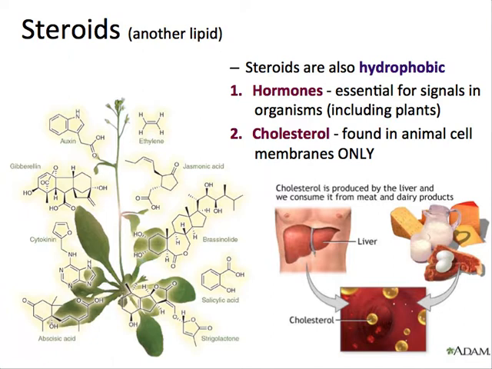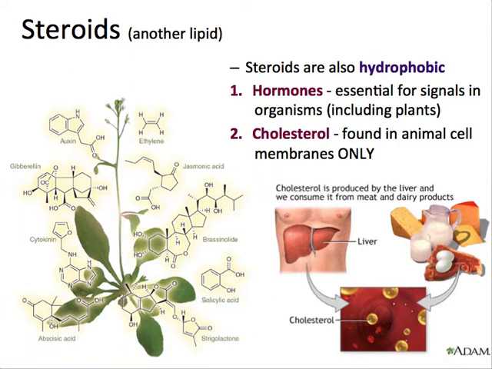All steroids are hydrophobic. Here's a picture of a plant and all of the different types of hormones found in plants. Hormones are types of steroids essential for signaling. That is to say, they're made in one part of the plant and then translocated to another part of the plant where they do some special job.